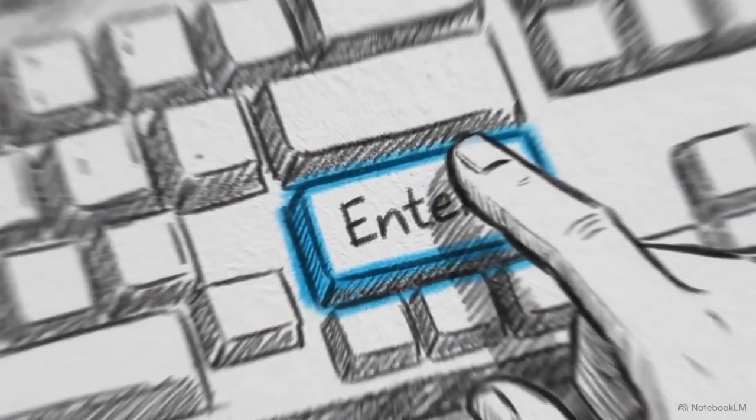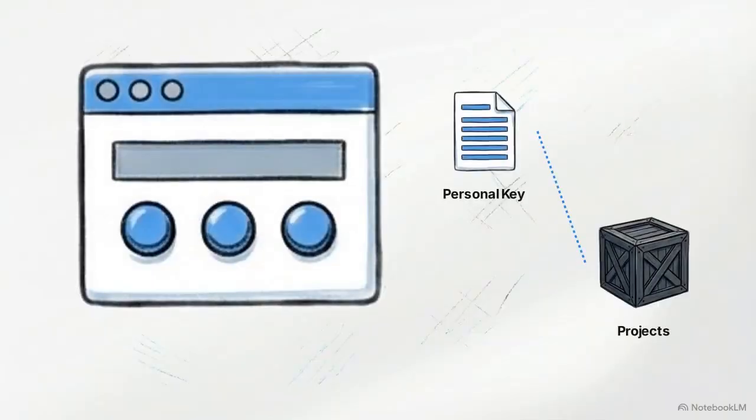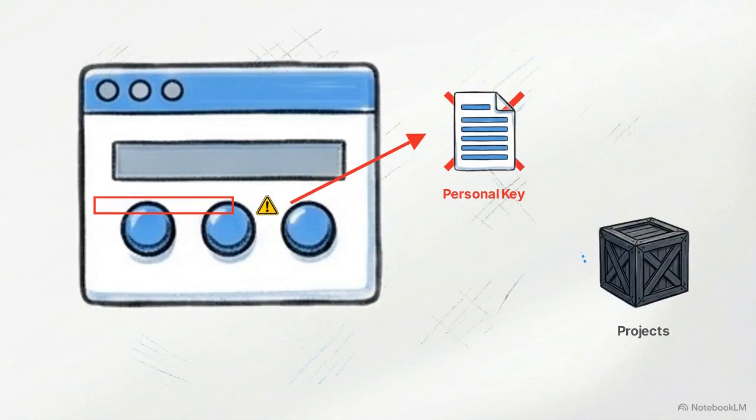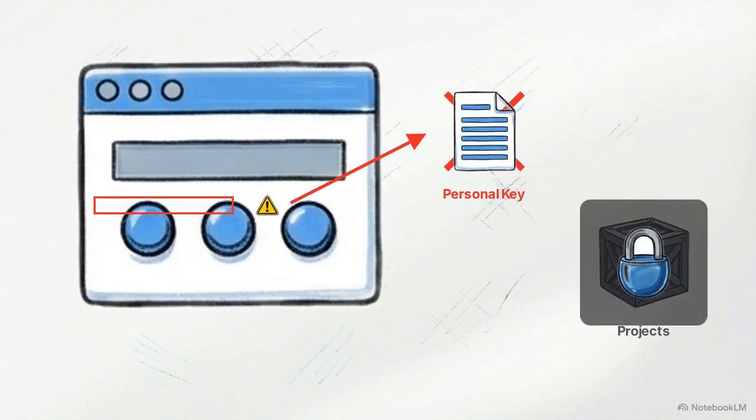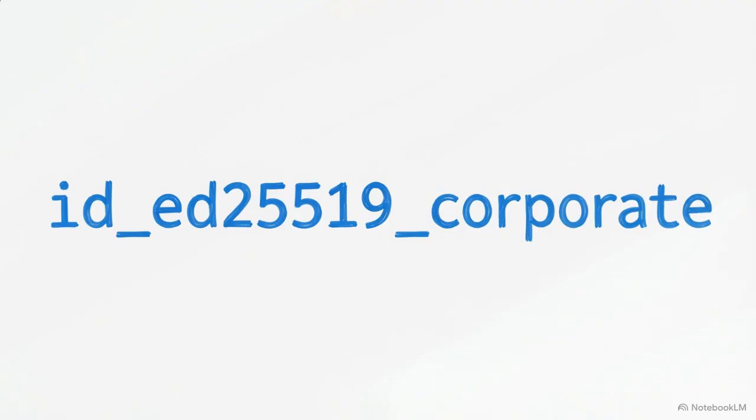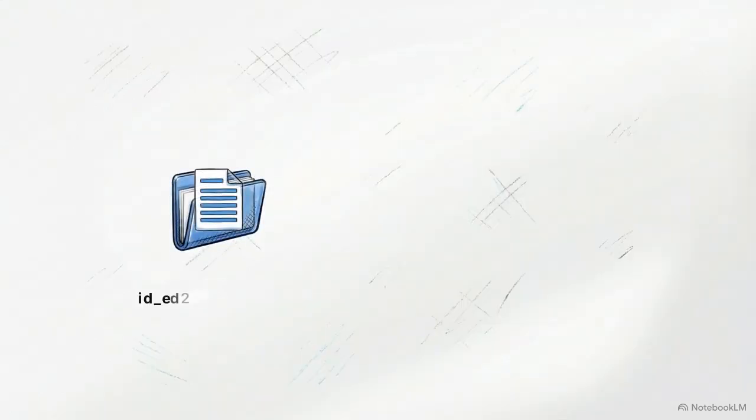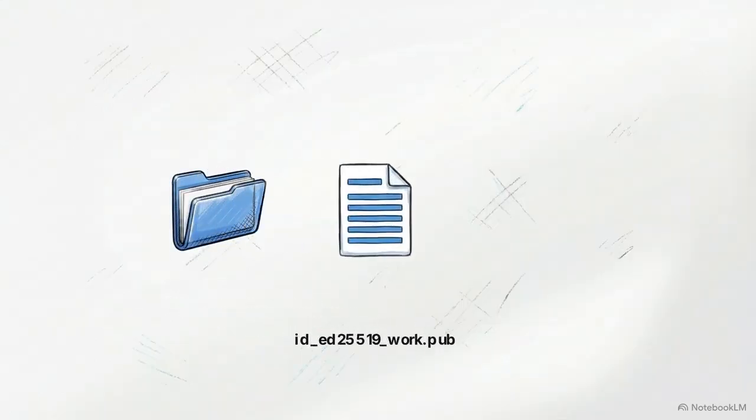Git will ask you where to save the file. If you accept the default location, you will overwrite your existing personal key and lock yourself out of your own projects. Type a specific custom path, like id_ed25519_work.